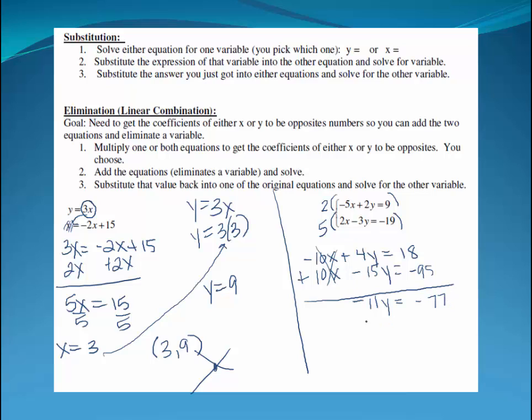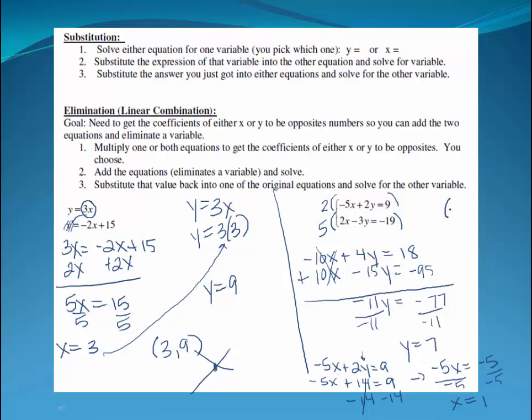And then we're going to solve for that variable, so we're going to divide by -11, and we get y to be 7. And then the same way we finish off with substitution, we're going to take either one of these, it doesn't matter. I'm going to pick the top one. And since the answer for y is 7, I'm going to plug 7 in place of this y here. So 2 times 7 is 14. And now I'm going to keep solving. I'm going to subtract 14 from both sides. And that will give me negative 5x is equal to negative 5. Divide by negative 5, and I'll get x to be 1.